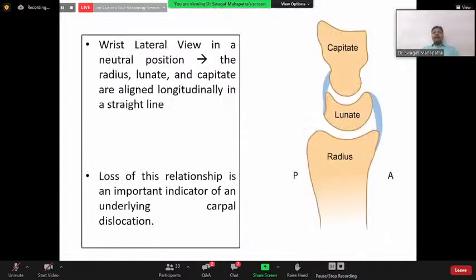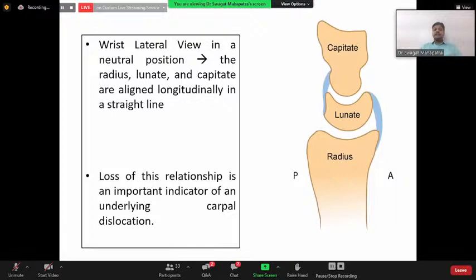So now coming to a lateral view on a radiograph of a wrist. The radius, the lunate and the capitate are aligned longitudinally in a straight line. And loss of this relationship is an important indicator of underlying carpal dislocation, as we see in the picture. Three smooth lines can be drawn to outline the proximal and the distal row of the carpus. Again, disruption of these arcs signifies a carpal dislocation.